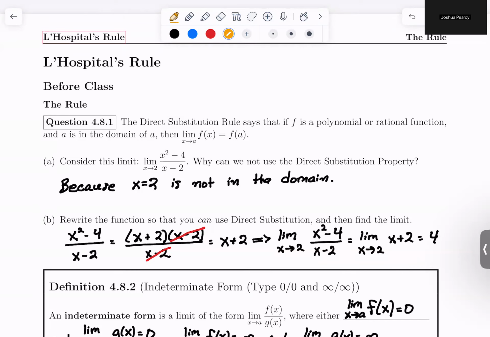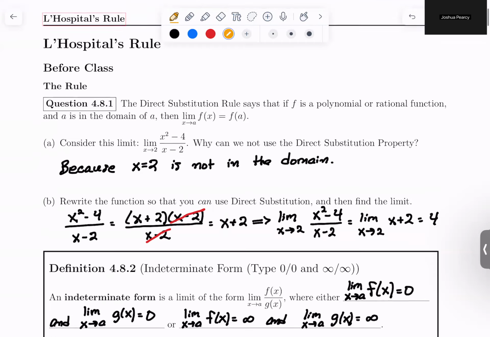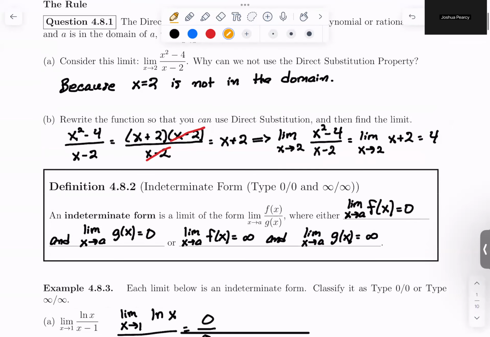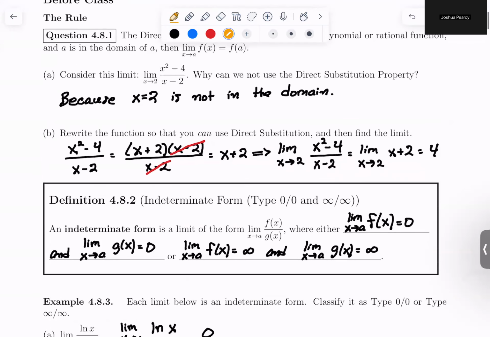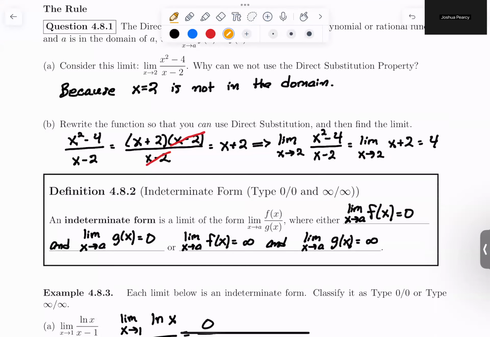So part B says rewrite it so that you can actually use it. All you do is factor the numerator as a difference of squares. So x squared minus 4 can be broken up into x plus 2 and x minus 2. The x minus 2's will cancel out in the numerator and denominator and leave you with x plus 2. So the limit of this is actually just equal to the limit of x plus 2 as x goes to 2. And now 2 is in the domain of this, so we can just plug in 2 to find the limit, and it equals 4.